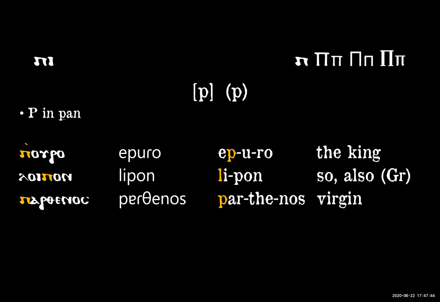Now this letter is very easy to get. It looks like pi, which is pronounced P in Greek and in Coptic. So it makes a P sound. Here would be epuro, lipon again. And then here's a new word, parthenos. So the pi looking letter is always a P.